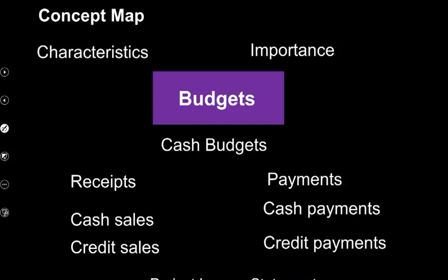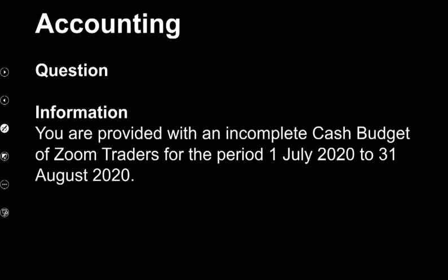Let's recap before we go into the question. When we're dealing with cash budgets, we're dealing with receipts and payments. So for today's lesson, the focus is on cash budgets. The information we have here is that you are provided with an incomplete cash budget of Zoom traders for the period 1st July to the 31st of August. So that's 2 months you're preparing a cash budget for.